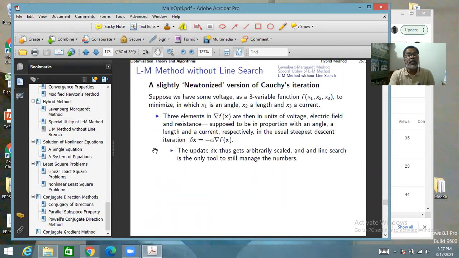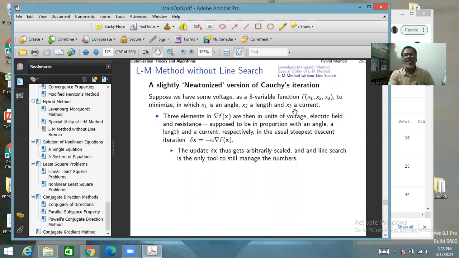Now, there is a version of the Levenberg-Marquardt method without line search. And there, in the hybrid method, in the mix of Newton and Cauchy, Cauchy is actually slightly Newtonized in a sense, for a very good reason. Let us see the reason, and to see it, we had better go through a hypothetical example. Suppose we have some voltage quantity, which is dependent on 3 variables, and we want to minimize this. We want the lowest voltage. The voltage depends on x1, x2, x3, in which x1 is an angle variable, x2 is a length variable in centimeters, and x3 is a current.